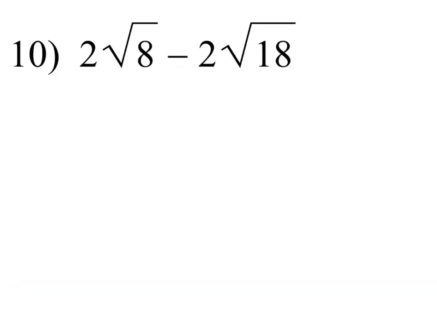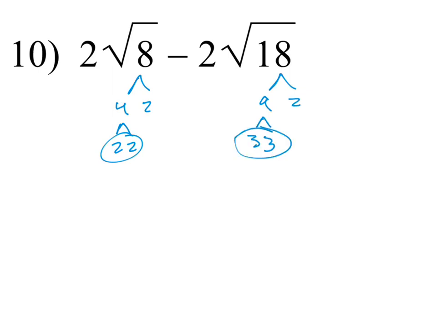Let's move on to another one. Number 10 here. If you're going to add or subtract radicals, you do have to simplify them to see if they have like terms and see if you can combine them. So we got 8 here, which is 4 times 2. And 4 is 2 times 2, so we got a pair there. 18 is 9 times 2, and 9 is 3 times 3. So you can factor out a 3.